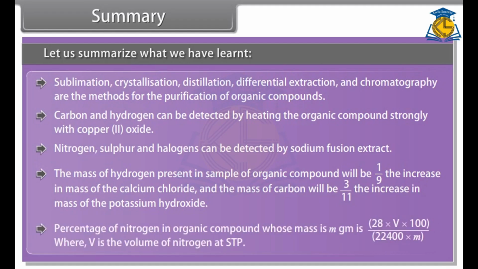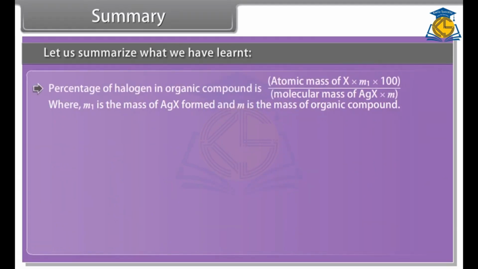Percentage of nitrogen in an organic compound whose mass is m gram is 28 × V × 100 / 22,400 × m, where V is the volume of nitrogen at STP. Percentage of halogen in organic compound is atomic mass of X × M1 × 100 / molecular mass of AgX × M, where M1 is the mass of AgX formed and M is the mass of organic compound.